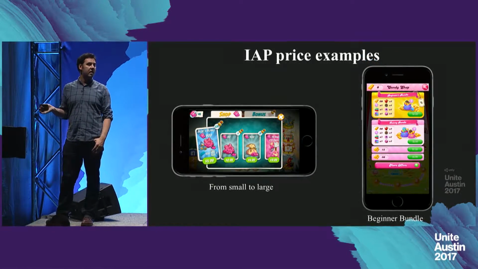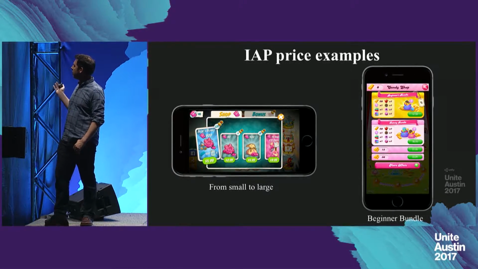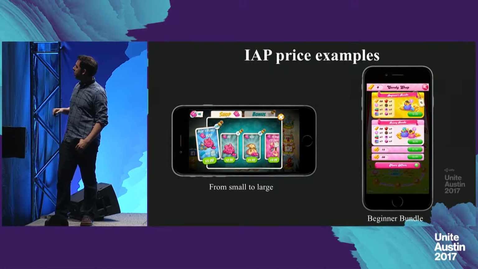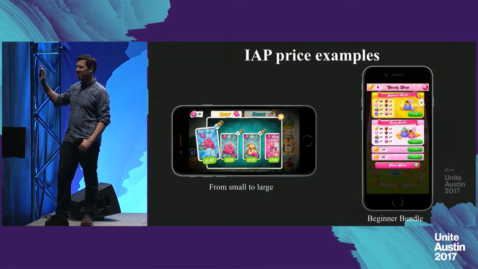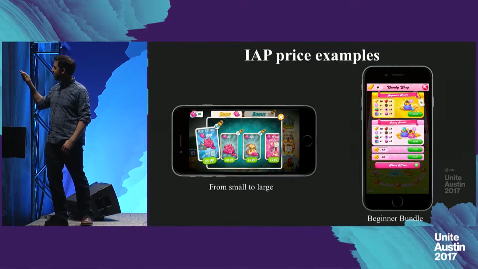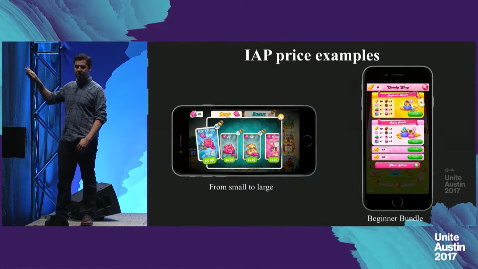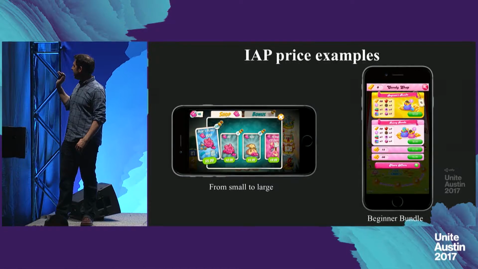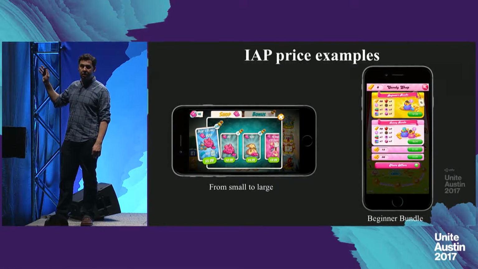Here are a couple examples of IAP pricing. As I said before, small to large. Over there on the left side, there's a deal on the very left. It might be a little hard to see from there. But that's a $5.99 package that includes a bundle. This is from Angry Birds. And on the right side, we have the beginner's bundle example from Candy Crush.